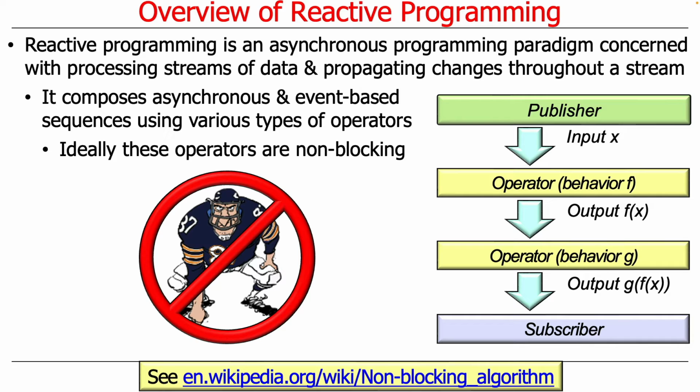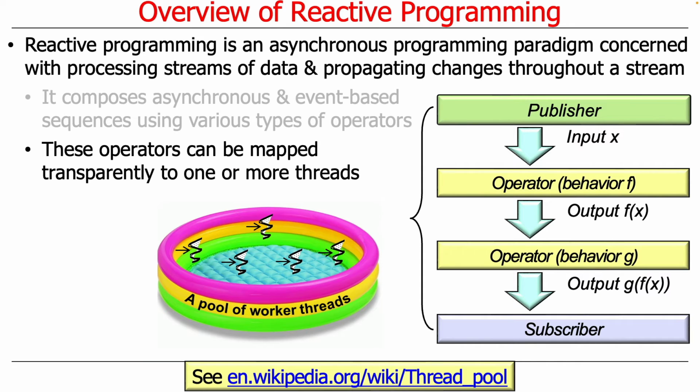Ideally, the operators that are applied in the context of reactive streams are non-blocking. And non-blocking is a big deal in the context of reactive streams. It gives a lot of power, a lot of flexibility, as long as you understand the paradigm of asynchronous programming and the patterns and best practices therein. The operators in a reactive streams model can be mapped transparently to one or more threads. And there's ways of doing it with built-in thread pools. You can make your own thread pools. There's different kinds of thread pools, as we'll talk about here in just a moment.